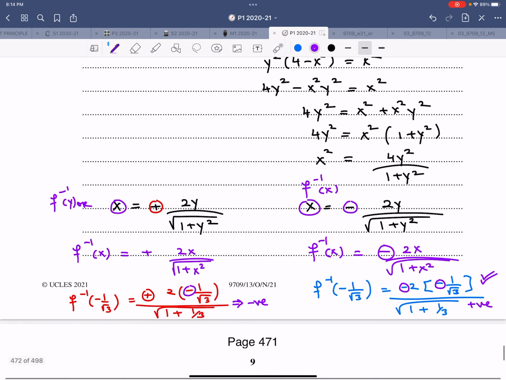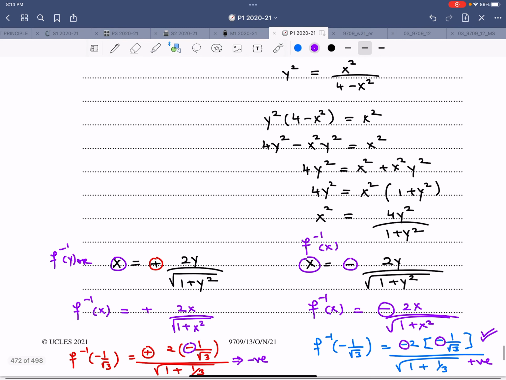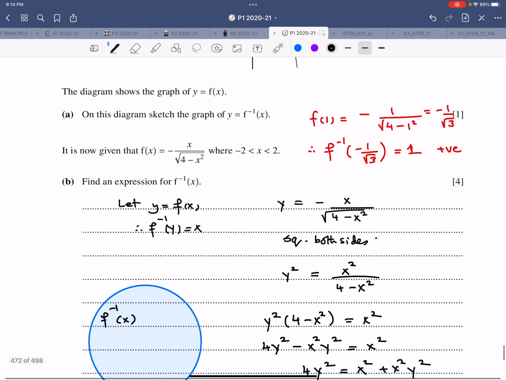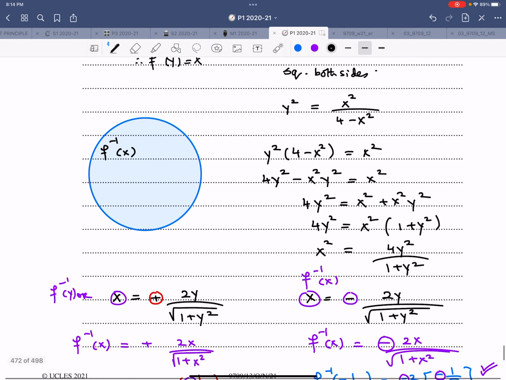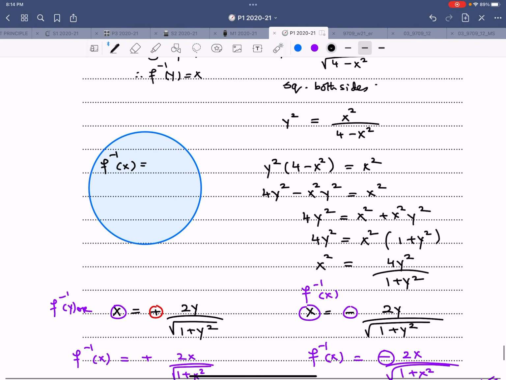So write down the final answer separately. The inverse function expression, f inverse x, that is what you are looking for. That has a negative sign, which is negative, and this is 2x at the top divided by square root of 1 plus x. So that's how you have to do the thinking.